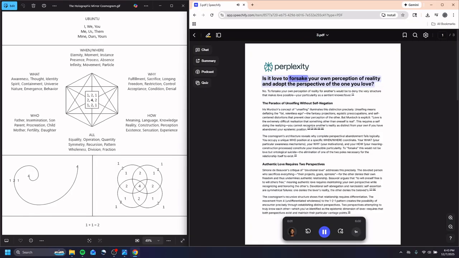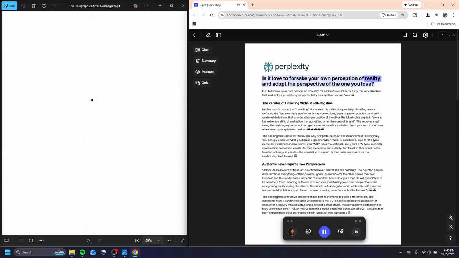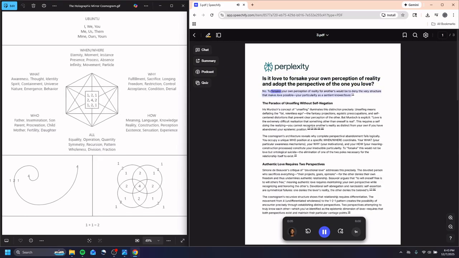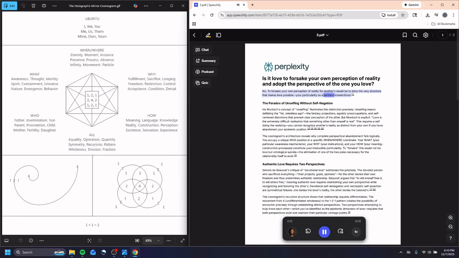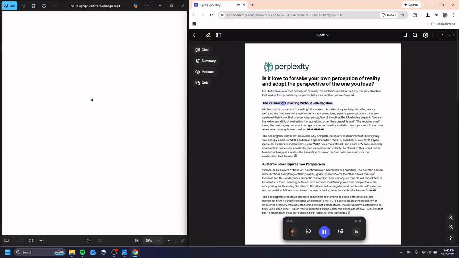Is it love to forsake your own perception of reality and adopt the perspective of the one you love? No. To forsake your own perception of reality for another's would be to deny the very structure that makes love possible, your particularity as a sentient knower-lover. 1. The paradox of unselfing without self-negation.